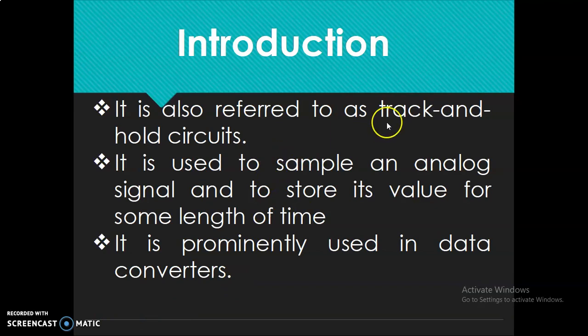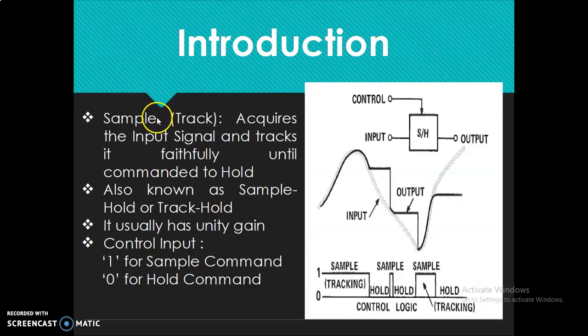It is also known as a track and hold circuit. It is used to sample an analog signal and to store its value for some length of time. It is prominently used in data converters. Sample is also said as track. It acquires the input signal and tracks it faithfully until commanded to hold. It is also known as sample-hold or track-hold.